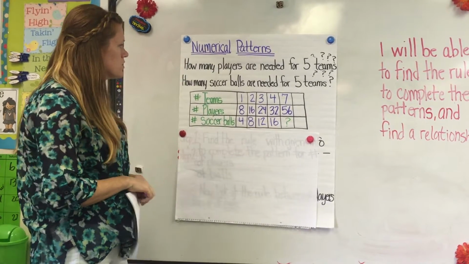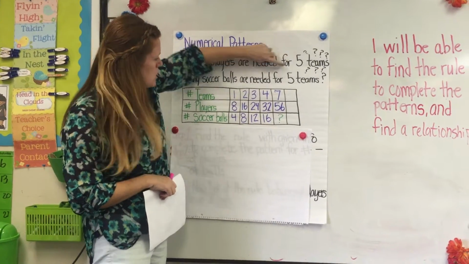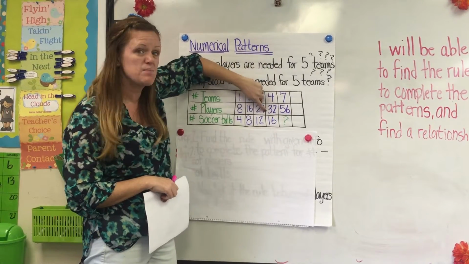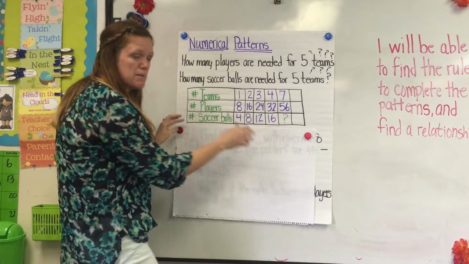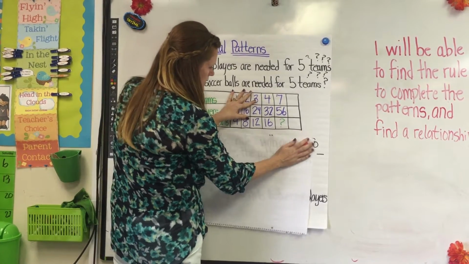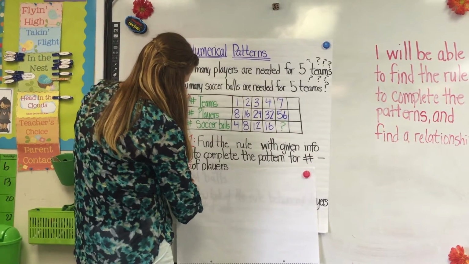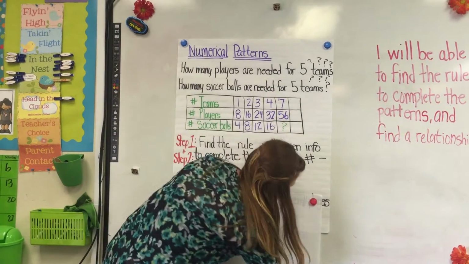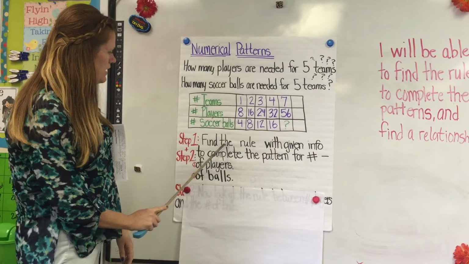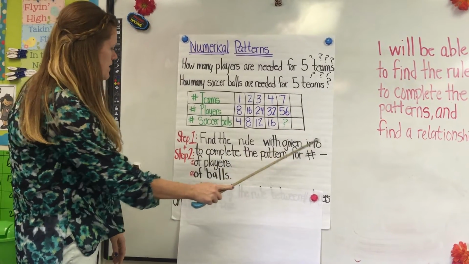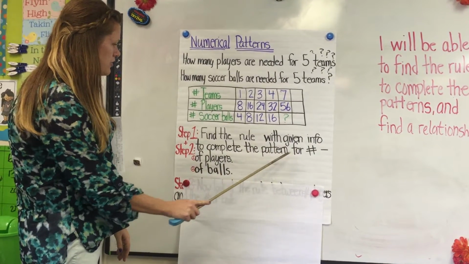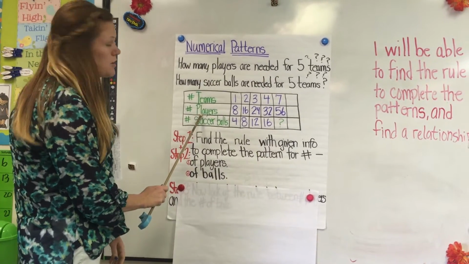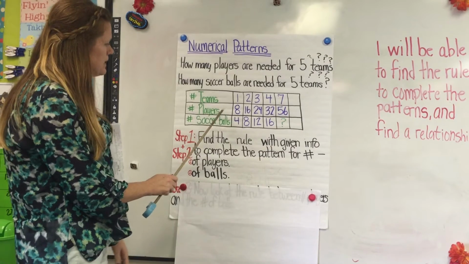So, in order to find out the 5 teams, we need to see what kind of patterns we are seeing with the information given. That brings us to step number 1. Step number 1 says, find the rule with given info to complete the pattern for number of players. So, here's our players. What pattern are we seeing?